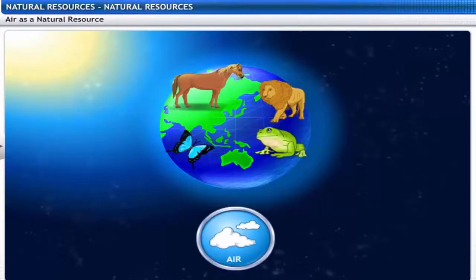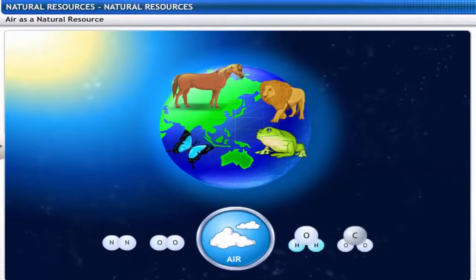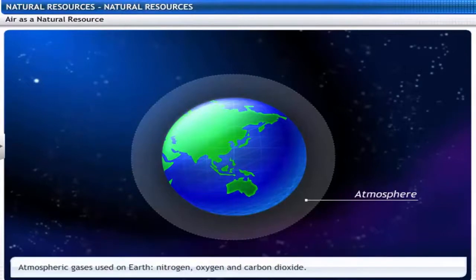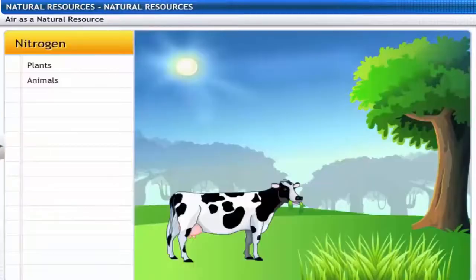Air is a mixture of gases like nitrogen, oxygen, carbon dioxide, and water vapor, which support life. Let's now focus on the atmospheric gases that are used on Earth, like nitrogen, oxygen, and carbon dioxide. Nitrogen is used to produce a number of organic molecules like proteins.